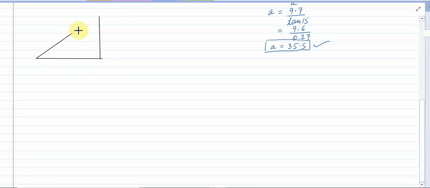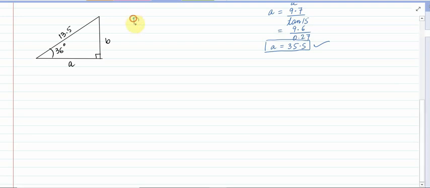Now you need to try it first by yourself. In the question, it's a right angle triangle. This length is 13.5. It's A, B and 36 degrees. So first thing, pause the video and try this question by yourself.